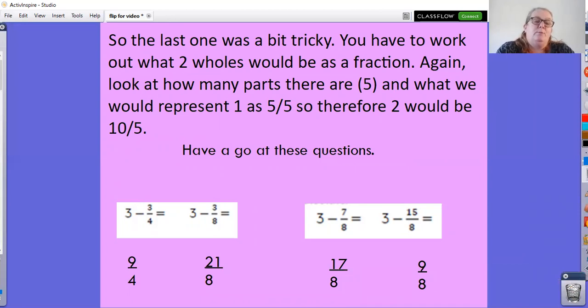So 3 take away 3/4 leaves you with 9/4. 3 take away 3/8 leaves you with 21/8. 3 take away 7/8 leaves you with 17/8. And 3 take away 15/8 leaves you with 9/8.